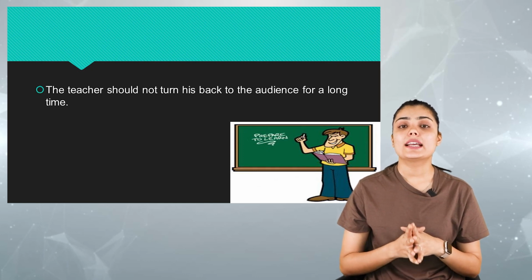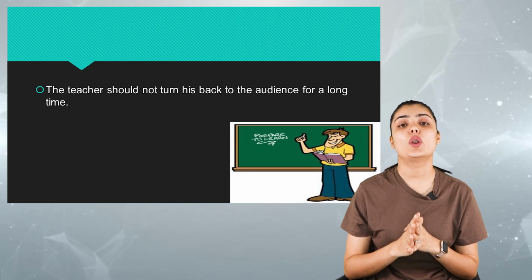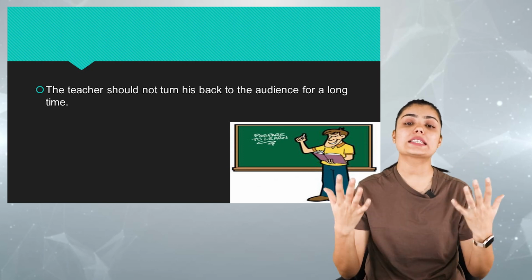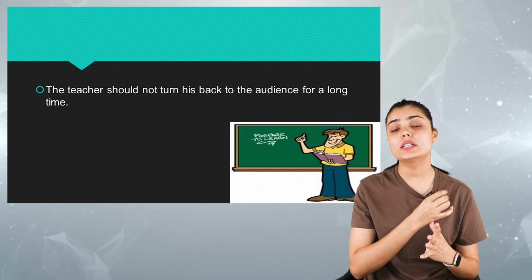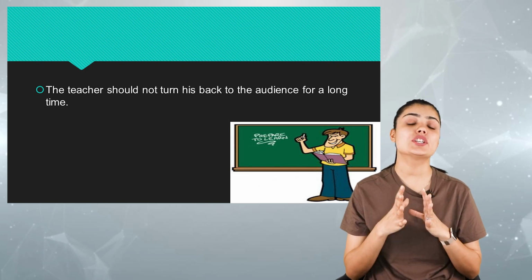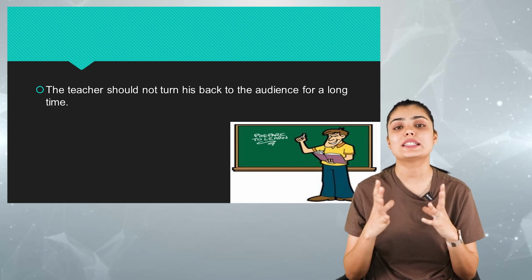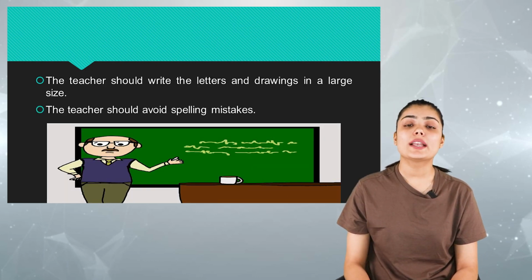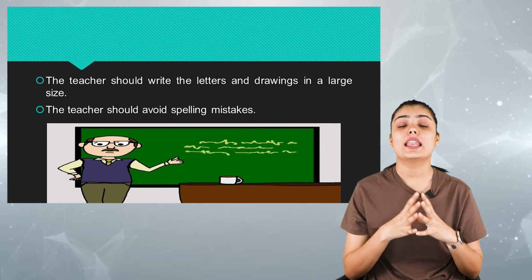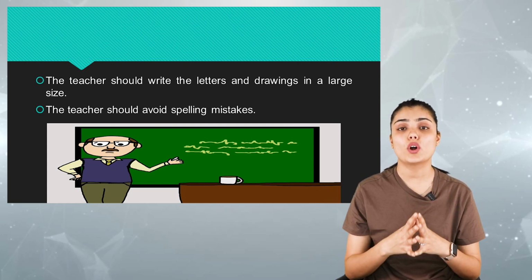The next guideline is that the teacher should not turn his or her back towards the audience for a long period of time. As we know, the blackboard is installed facing the class, so obviously the teacher has to turn back and write down the points or draw a particular drawing. But the teacher should not do that for a long period of time, as there are chances to lose the attention of the students. The next one is that the teacher, while writing on the blackboard, should write the letters in large sizes so that it is easily visible for a large group of audience as well.